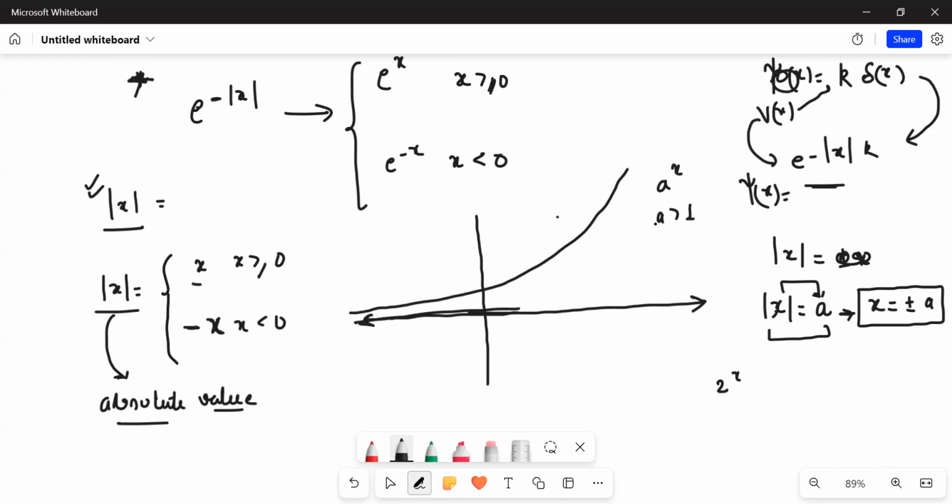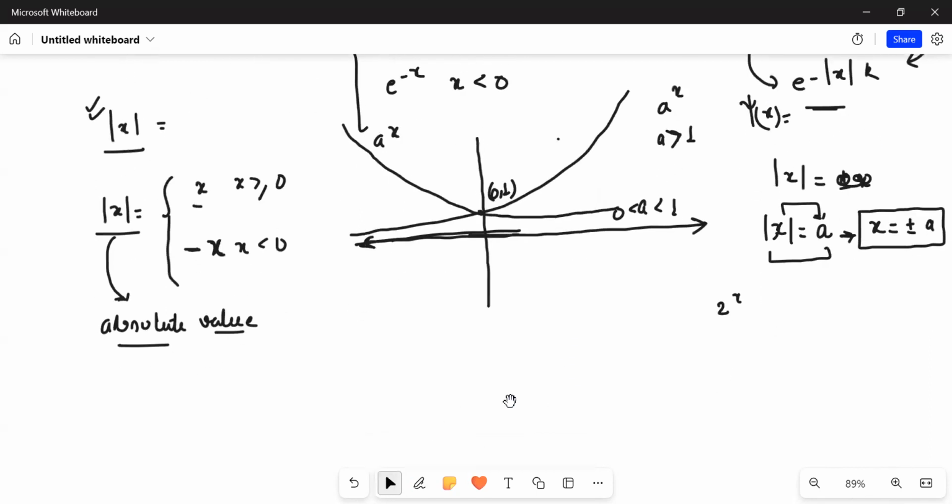And how would the graph of a to the power x look if a lies between 0 and 1? This is how it is. So a to the power x, if a lies between 0 and 1. And this is the point 0, 1. Is that clear? So a to the power x is an increasing graph if a is greater than 1. A to the power x is a decreasing function if a lies between 0 and 1.